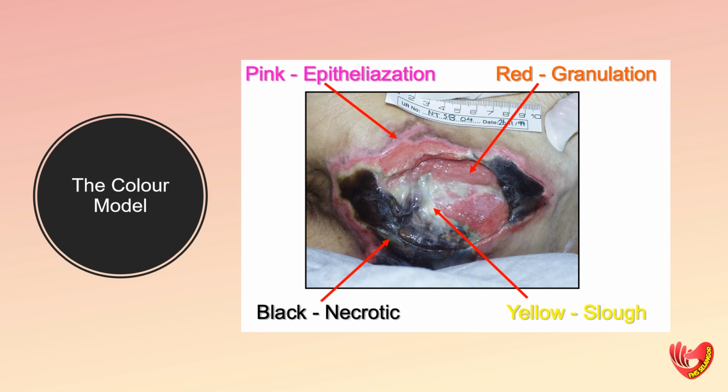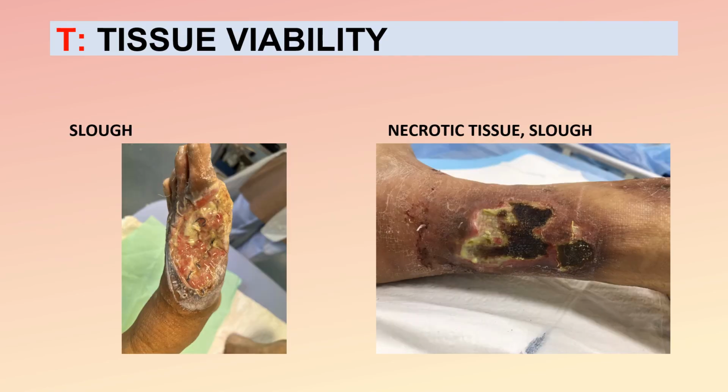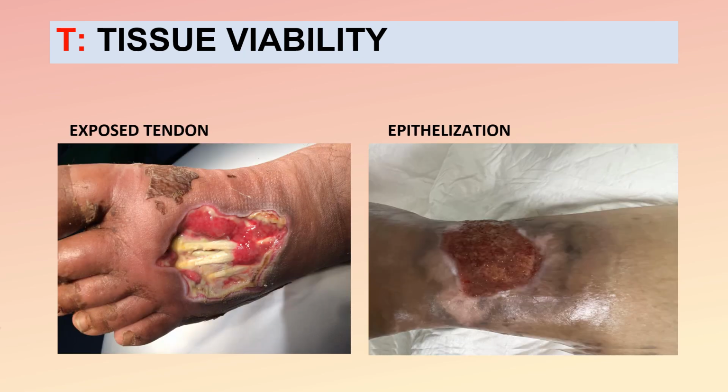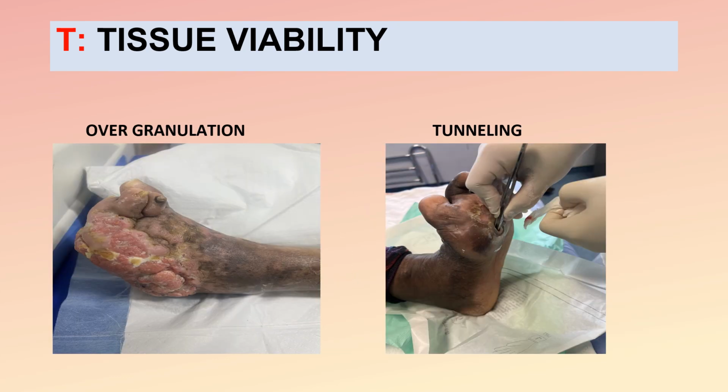While hypergranulating tissue appears red, uneven or granular. Occurs in the proliferative phase when the tissue is overgrown. The picture on your left shows example of slough tissue, while the picture on your right side shows necrotic tissue with slough. Next is an example of wound with exposed tendon on your left and wound with epithelialization on your right. The image in the next slide shows example of wound with overgranulation and tunneling.